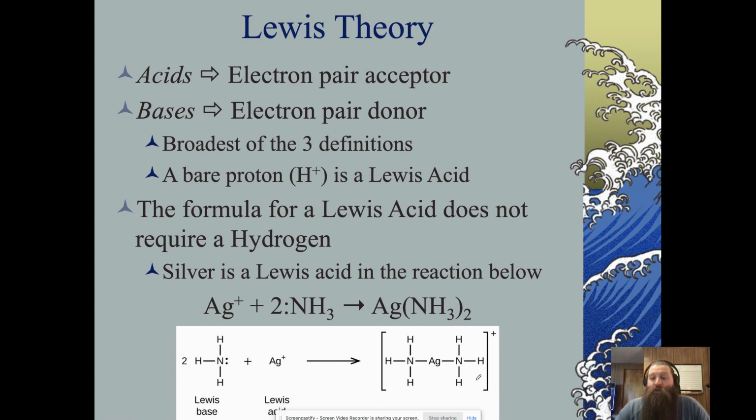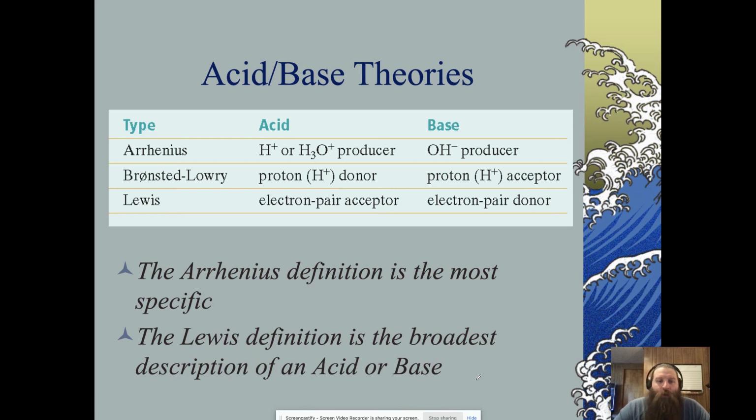Now, you use Lewis theory in organic chemistry a tremendous amount. We're not in organic chemistry, we're in inorganic chemistry. So I want you to know it's out there. I want you to look at it, but we're not really going to go into any great depth. So let's sum it up. Arrhenius definition is the most specific. The Lewis definition is the broadest description of an acid or base, and Bronsted-Lowry is kind of in the middle.